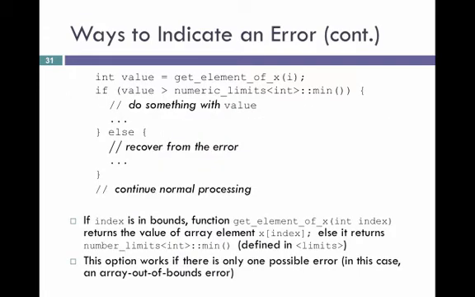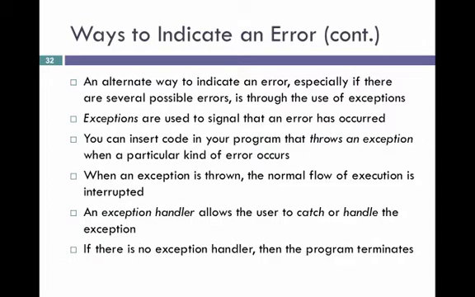Now here's an example where we return a value from this get element of x, and as long as the value is greater than some predefined minimum, we have a valid value and we can do something with it. Otherwise we have to recover from the error, and then we can continue normal processing. So this option works maybe with an if then else if there's one possible error, this array out of bounds error. Now another way to indicate an error, especially if there's several possibilities, is through the use of exceptions.